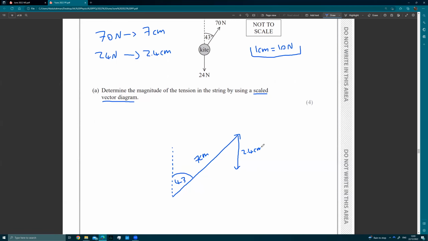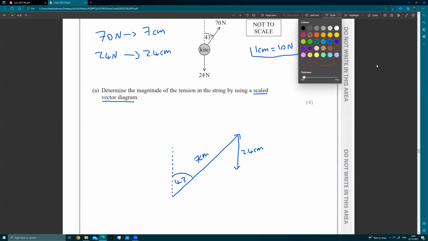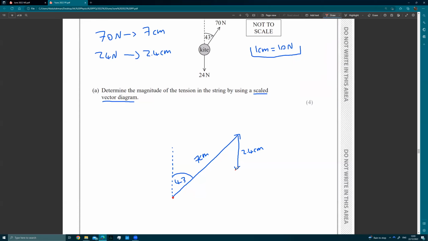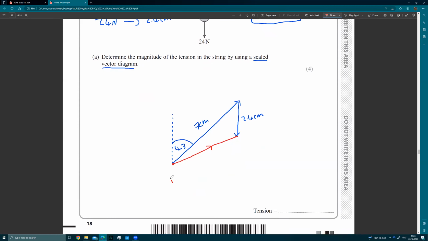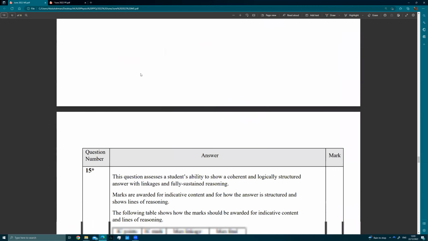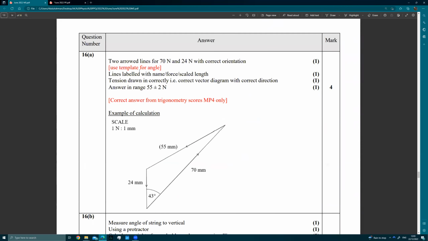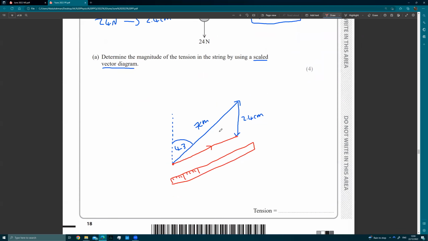And then finally, your resultant vector is always from where you started towards where you ended. We started drawing here and we ended here. So we draw a straight line like so. And then we'll use a ruler, which we measure at eye level, to measure the length of this. If you did this properly, you would get 5.5 centimeters. And we know that 5.5 centimeters using this scale corresponds to 55 newtons. So the tension is 55 newtons.